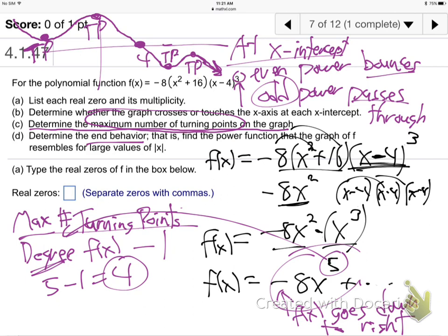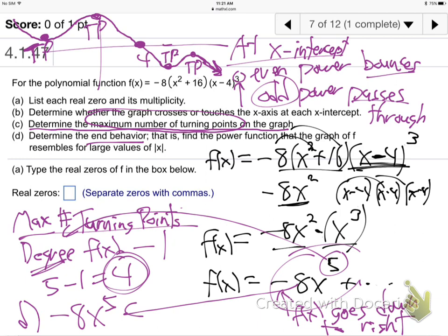So the max number of turning points is 4, and determine the end behavior. What they want you to write for part D, the end behavior, is just the minus 8x to the fifth. They just want that front term on that. And we're done. Does that make sense on that?